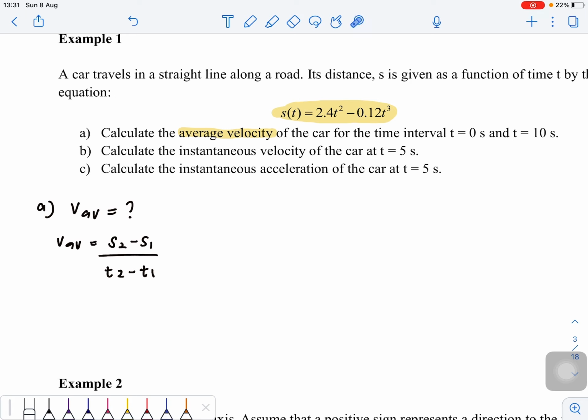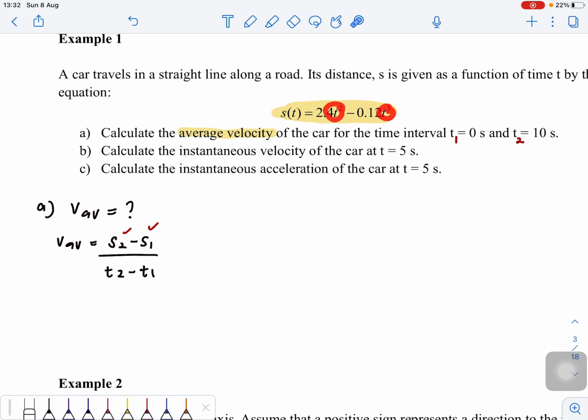And then demo dekat sini, di mana T adalah 0 dan 10 second. Maksudnya, T1 is 0 second and T2 is 10 second. And now we want to find what is S2, what is S1. Okay, actually, we can find it using this equation here. So, kita akan cari S apabila T sama dengan 10 second. Okay, S apabila T sama dengan 10 second.